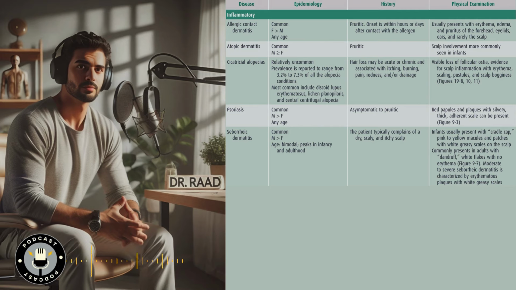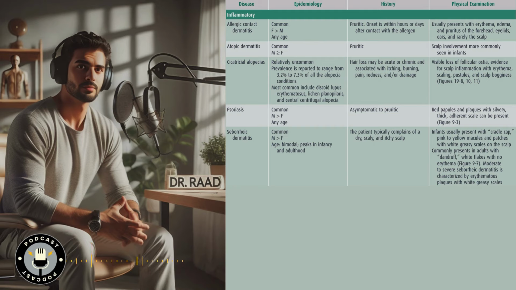Cicatricial alopecias, prevalence. Relatively uncommon, making up about 3.2% to 7.3% of all alopecia cases. What to look for? Think of conditions like discoid lupus erythematosus, lichen planopilaris, and central centrifugal alopecia. Patients might experience acute or chronic hair loss with symptoms like itching, burning, pain, redness, and sometimes drainage. On exam, you might notice a visible loss of follicular ostia, inflammation, redness, scaling, pustules, and even bogginess of the scalp.